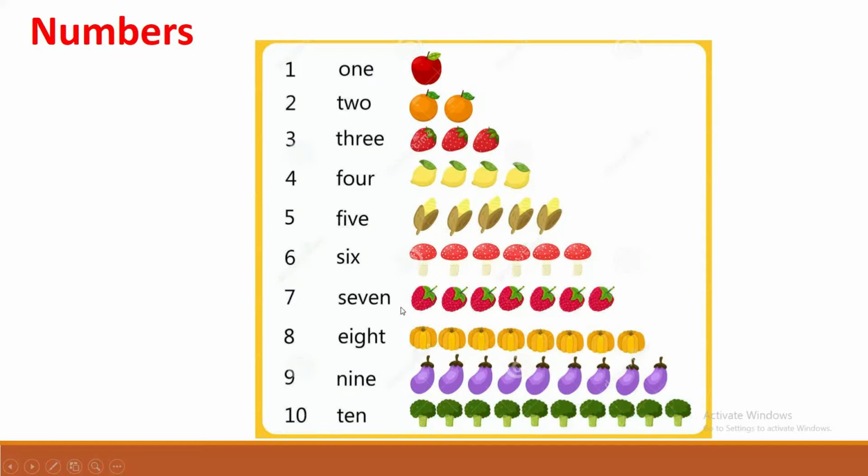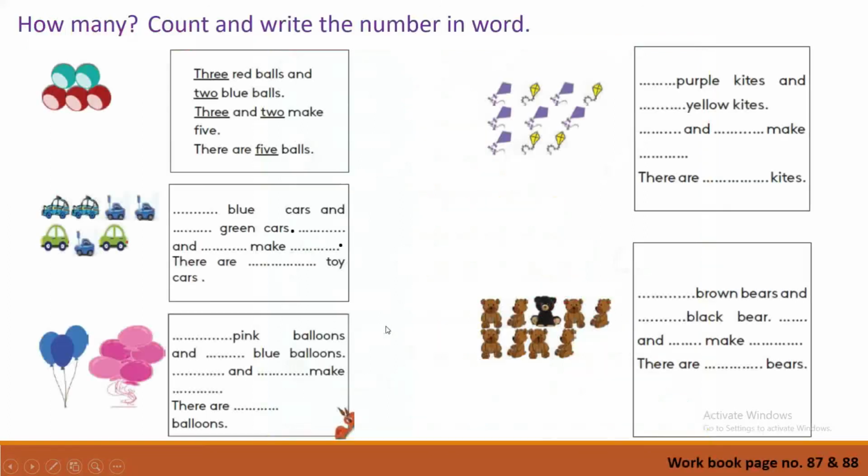Right. Now we are going to do our workbook activity. Take your workbook and turn to page number 87. How many? Count and write the number in word.